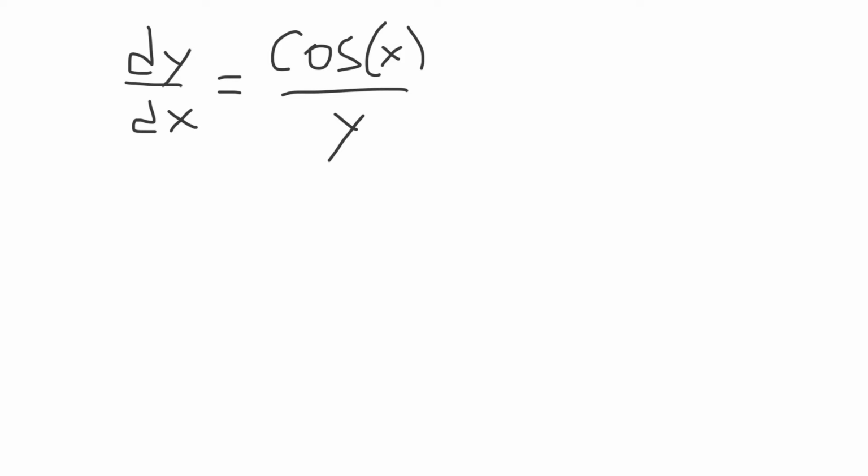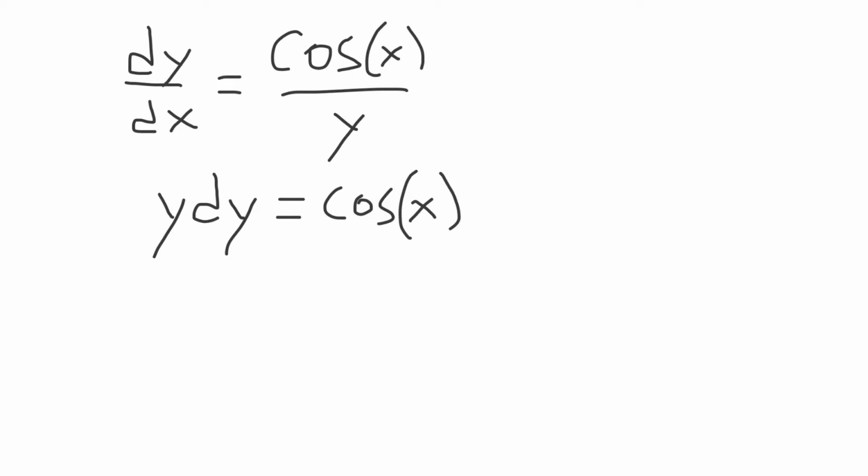All right, moving on to the next problem, we'll have dy over dx is equal to cosine of x over y. Here, we once again have to separate variables, and it's pretty simple. All we have to do is multiply both sides by dx and multiply both sides by y. So we're going to move dx to the right and y to the left. That's going to leave us with y dy equals cosine of x dx.